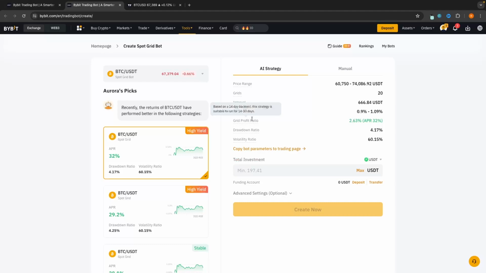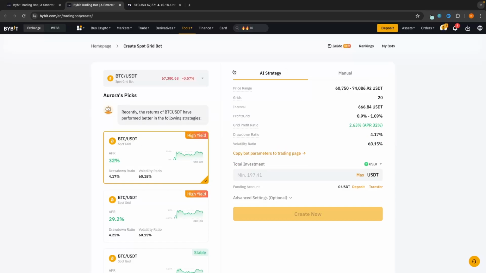So this shows that AI has basically backtested this over the last 14 days, and this is the profit that it has made. We then have the drawdown ratio, which is 4.17%, and the volatility ratio, basically how volatile Bitcoin is, 60.15%. So these parameters are just for this option right here.